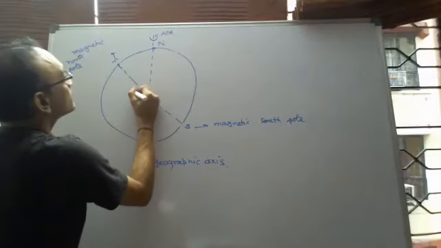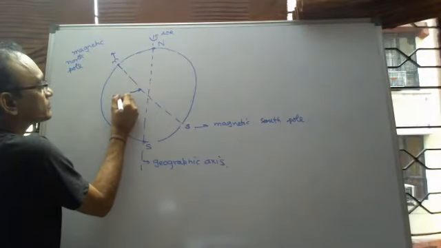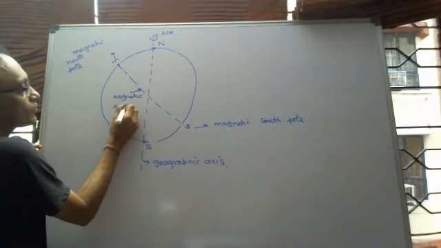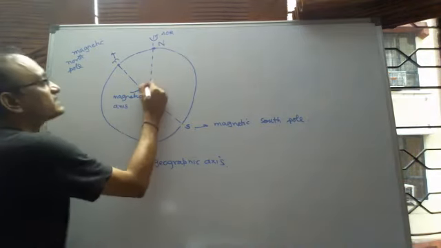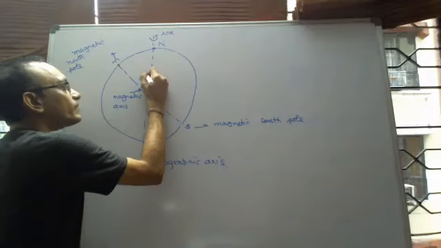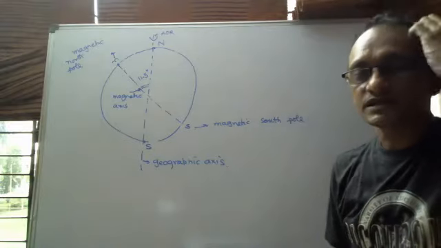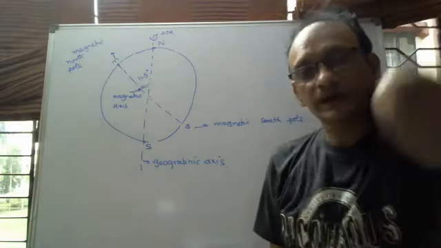And like I said, this is the magnetic axis of the earth. And this angle varies. Let's say it's 11.5 degrees. Right.